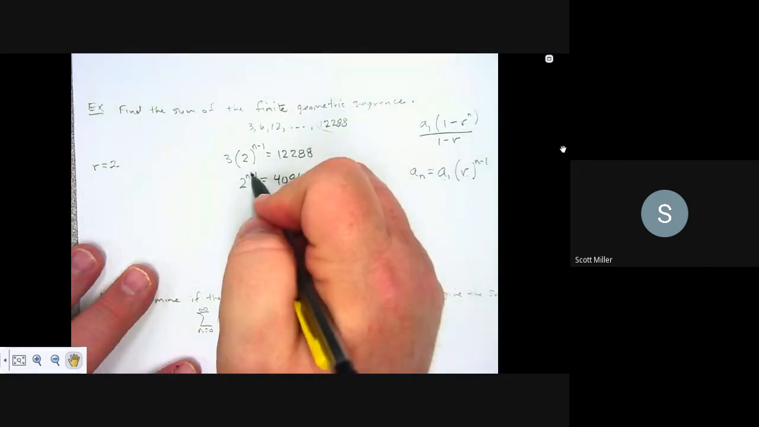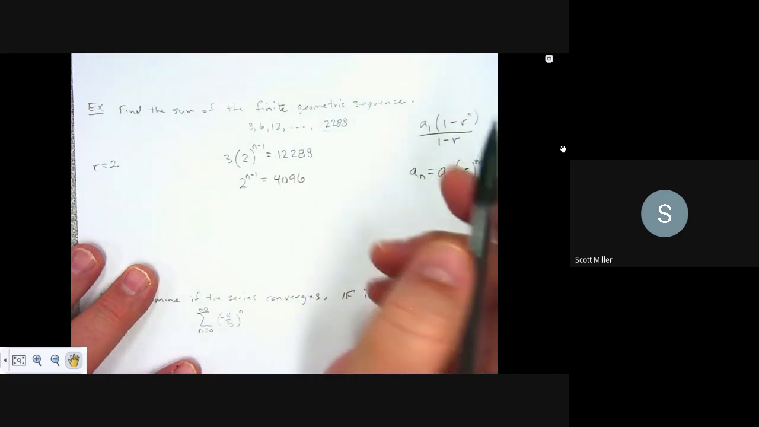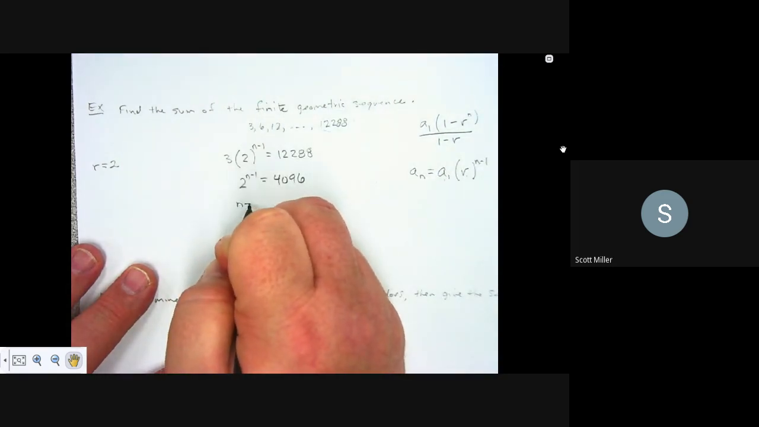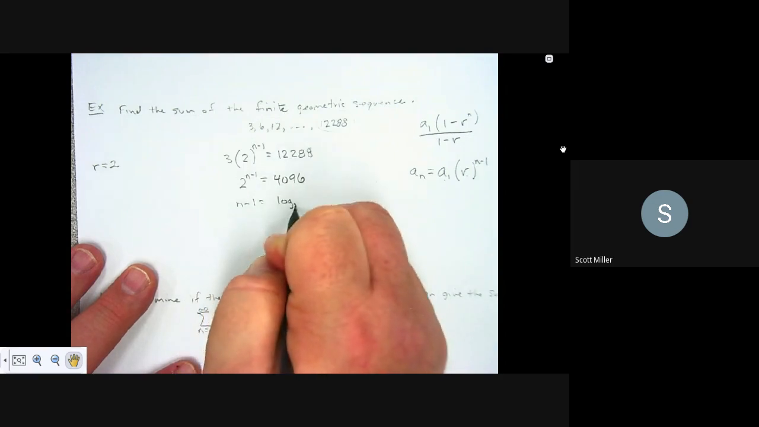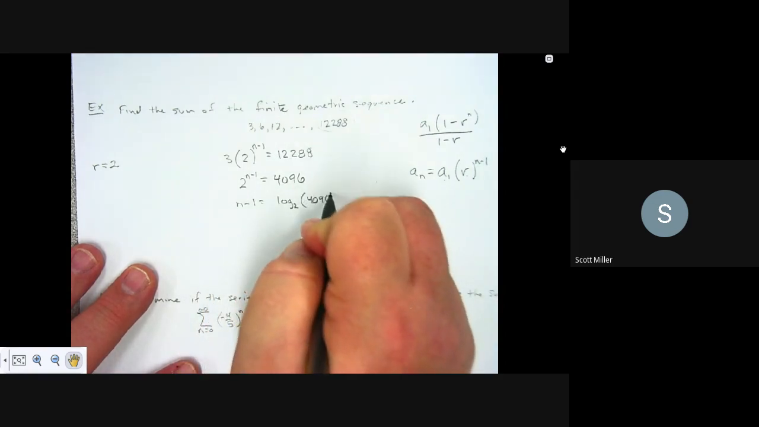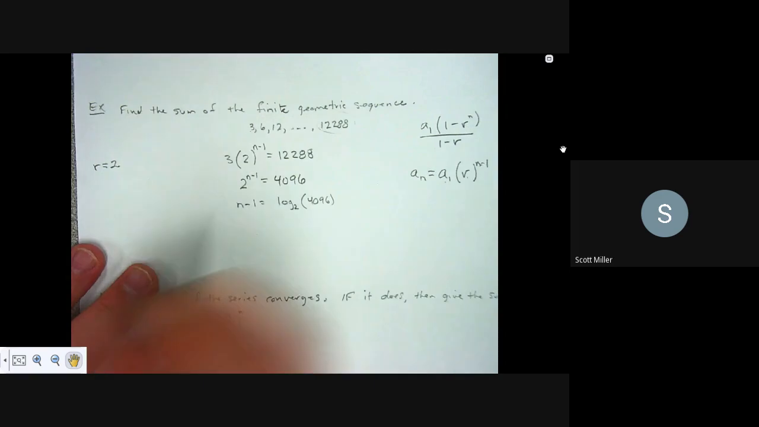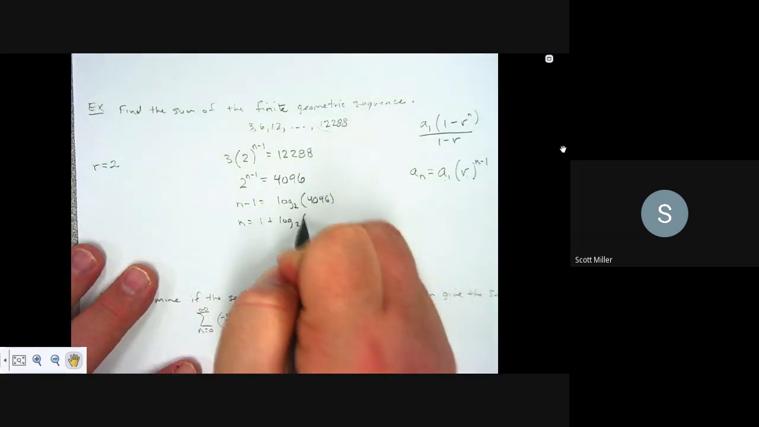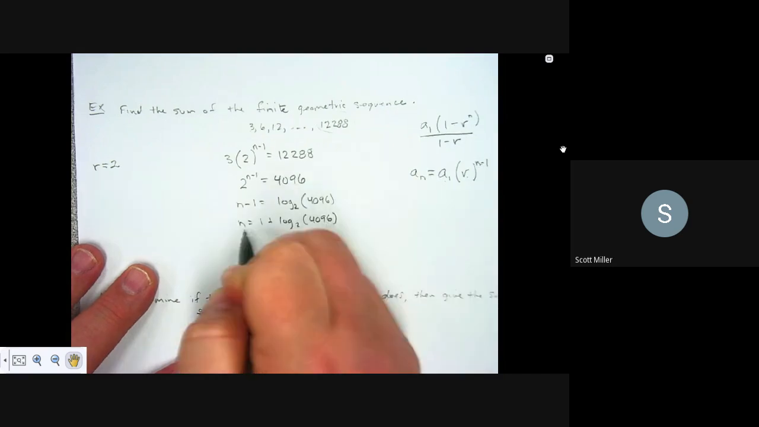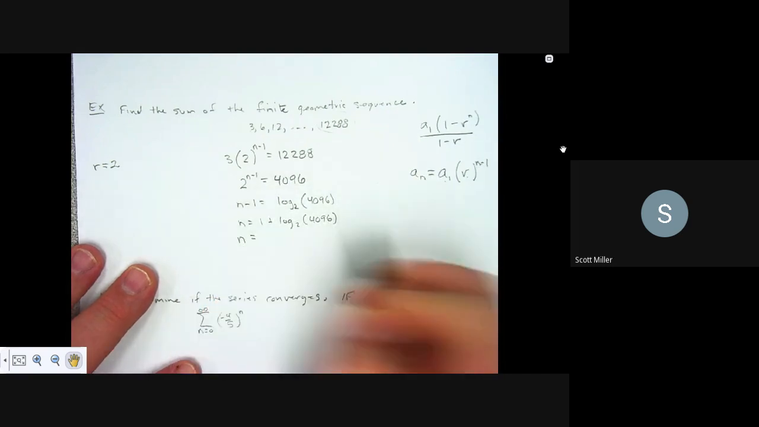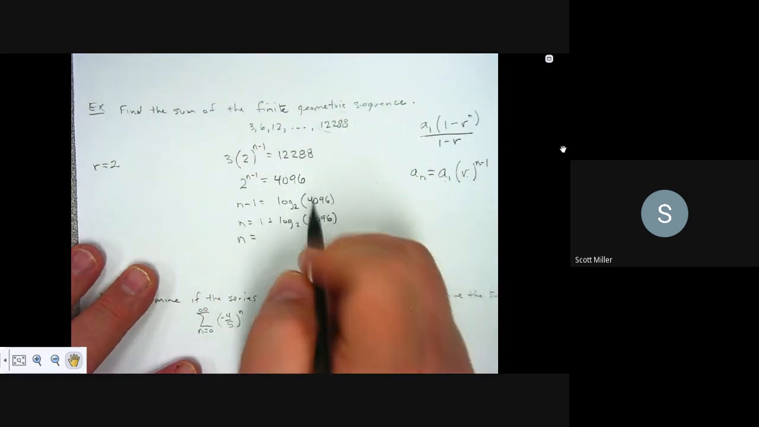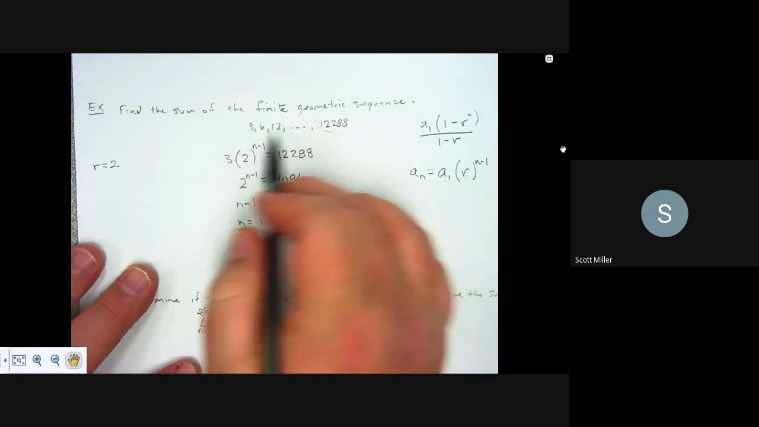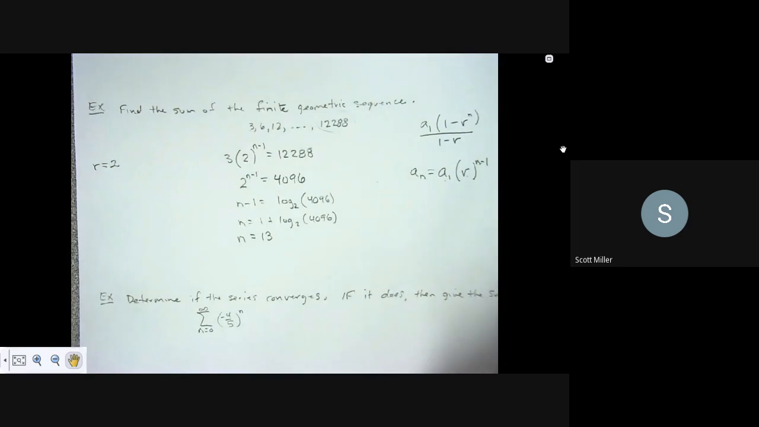Now, remember, to get to the exponent up here, I'm going to have to use the log. So I'm going to take the log base 2 of both sides, and that will give me n minus 1 is the log base 2 of 4096. So then add the 1. So n is 1 plus the log base 2 of 4096. And now I can find this value for n. Plugging this into your calculator, n is going to be 13. Which means there are 13 numbers that I am adding up.